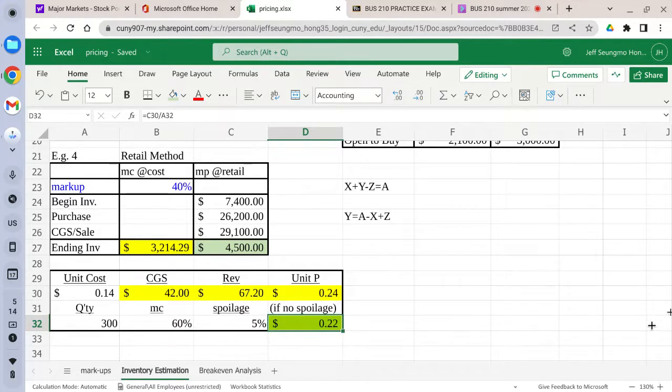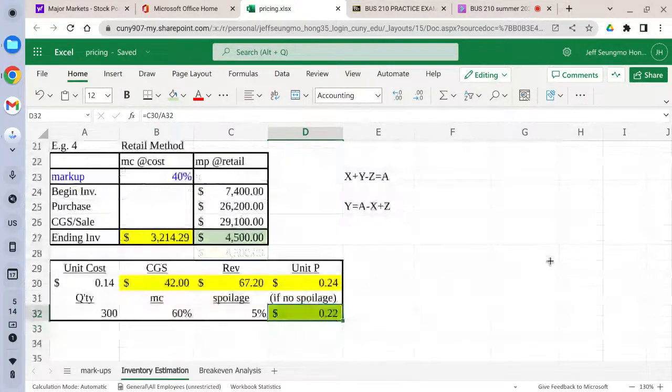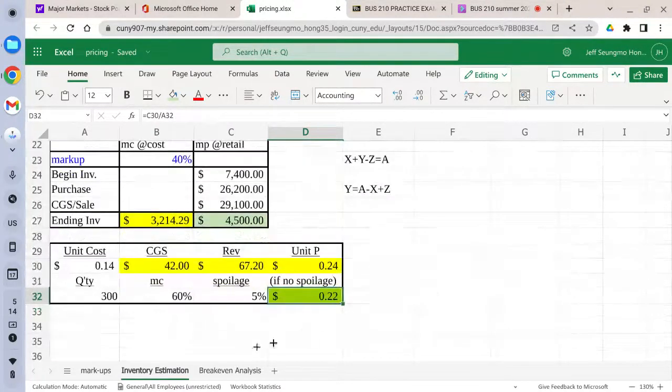All right. I think you should really focus on inventory estimation, because that's going to be your next homework.